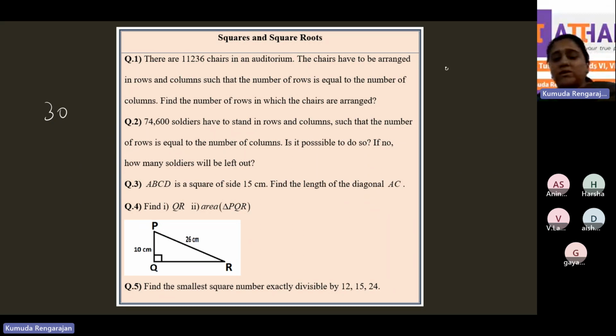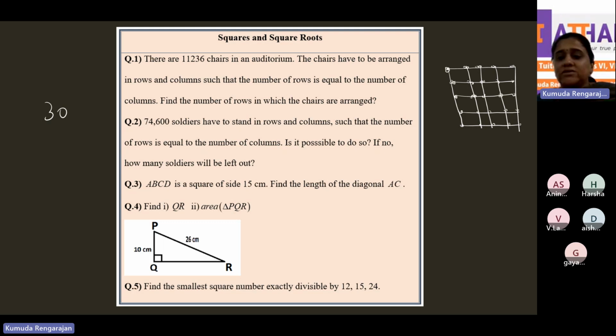See, 5 rows: 1, 2, 3, 4, 5. And 5 columns: 1, 2, 3, 4, 5. Now count the chairs: 1, 2, 3, and so on up to 25. And 5 chairs are left out. Correct?